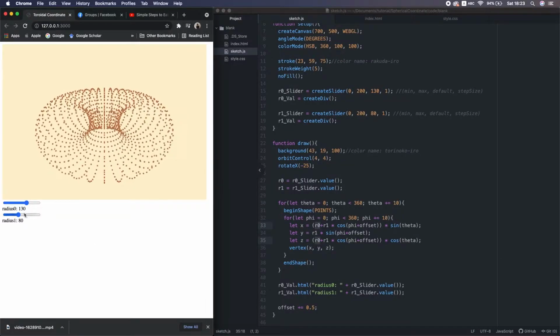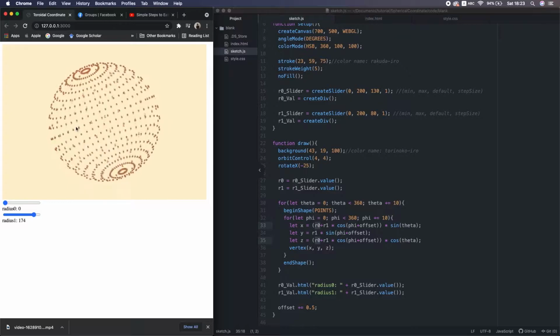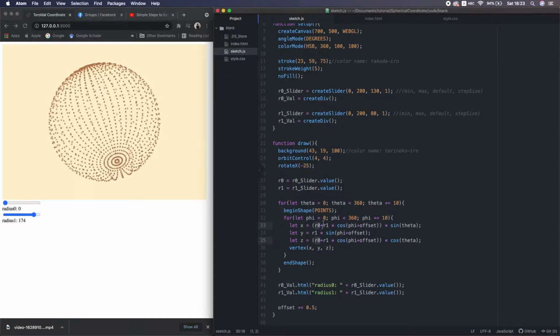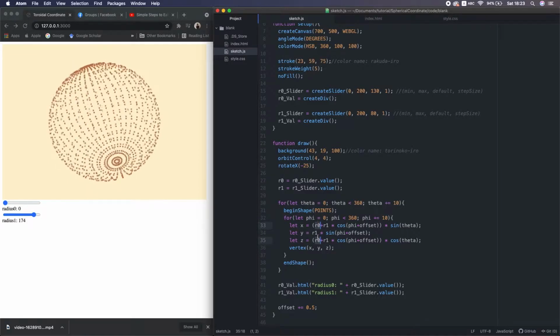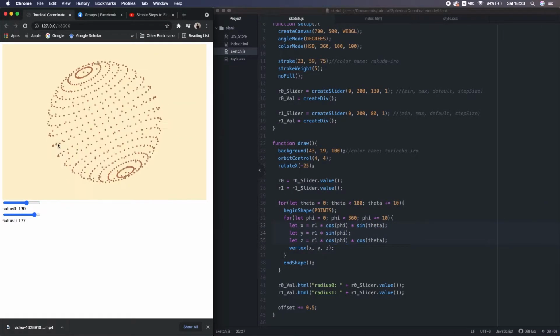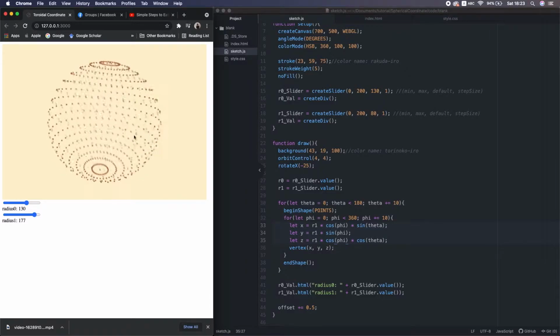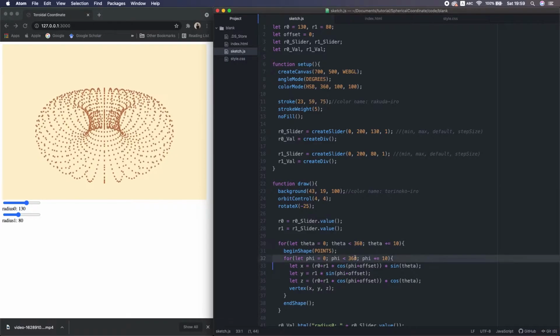Interestingly, when we set radius 0 to 0, we get a sphere. Actually, those parametric equations are identical to spherical coordinates when radius 0 is 0. Let's also make sliders for the theta and phi maximum values.